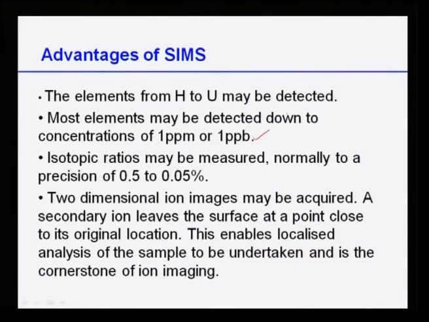You can actually do 2-dimensional ionic image measurements, ionic images which I showed you. A secondary ion leaves the surface at a point close to the original location. This enables localized analysis of a sample to be undertaken, and is a cornerstone of the images. Not only that, 3-dimensional ion images can be acquired by scanning or rastering the primary beam and detecting that. It requires very little sample preparation. Let me tell you, very little sample preparation, unlike in SEM or TEM, you do not require much sample preparation, and you can do many other things.